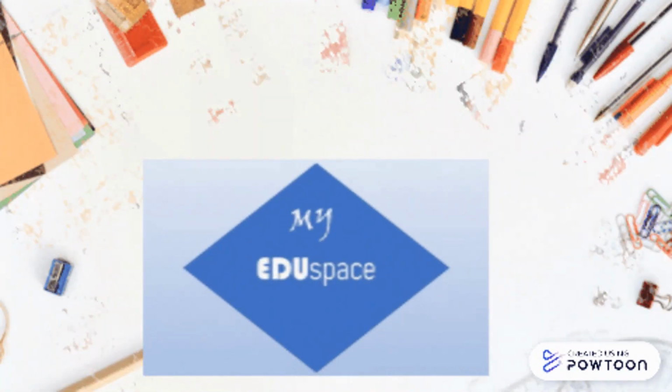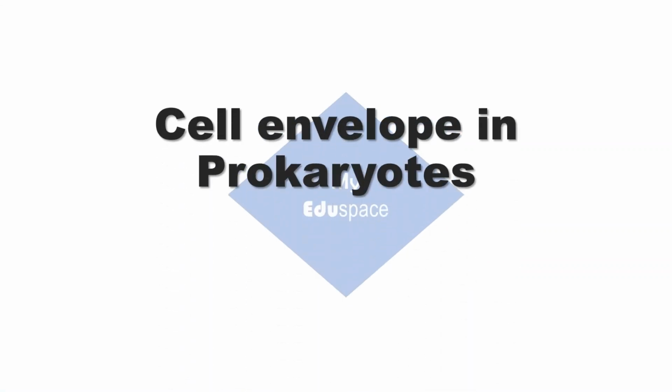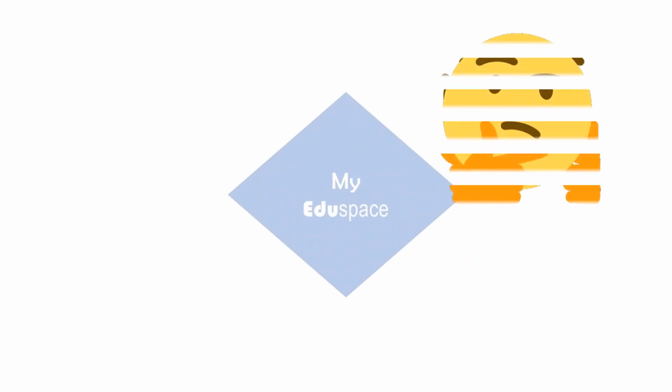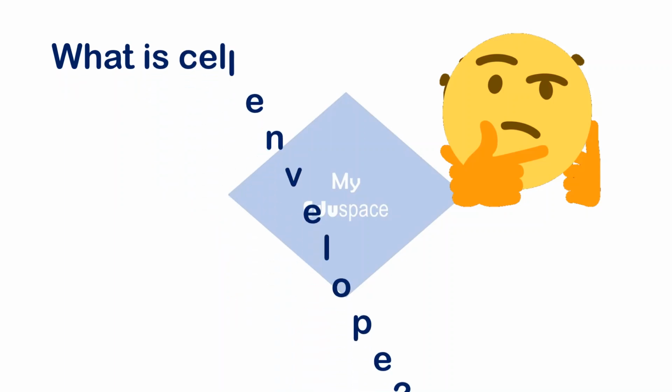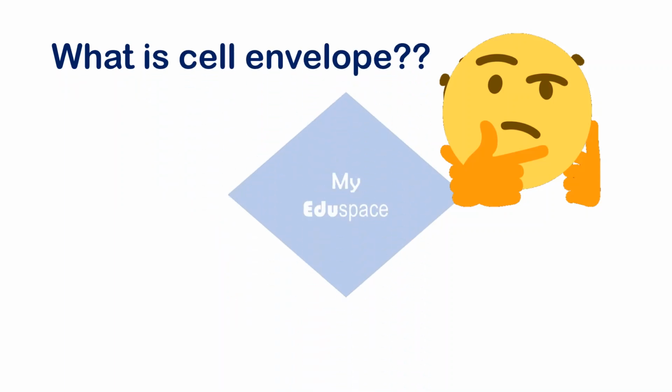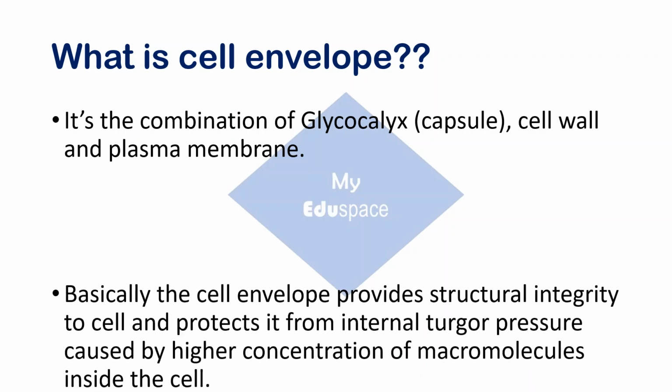In this video, we are going to look at the cell envelope in prokaryotes. So you all must be thinking, what is the cell envelope? As we all know, the prokaryotes are unicellular. Hence, for survival, the cell should definitely be blessed with some stronger covering. This protective covering is called the cell envelope. It's the combination of three layers: the glycocalyx, the cell wall, and the plasma membrane.